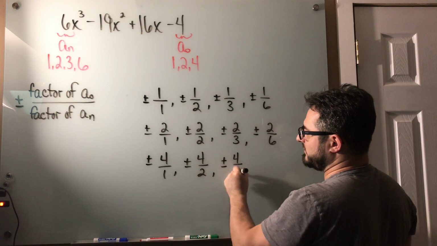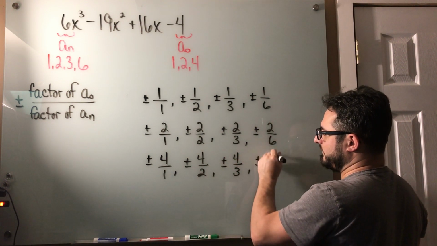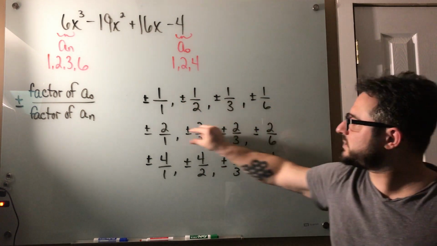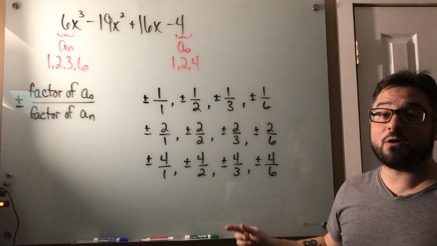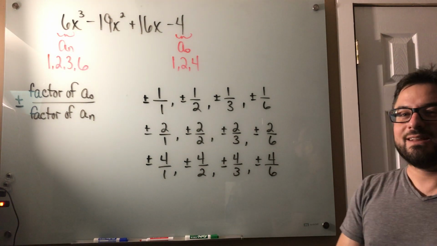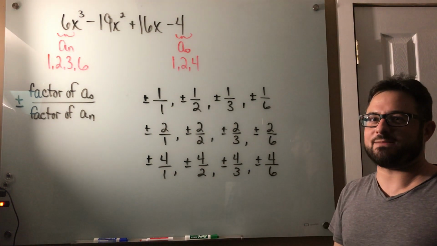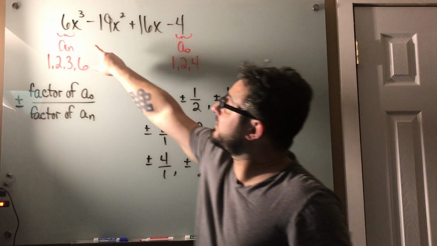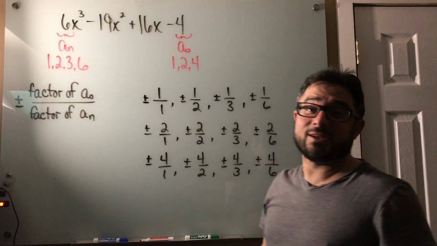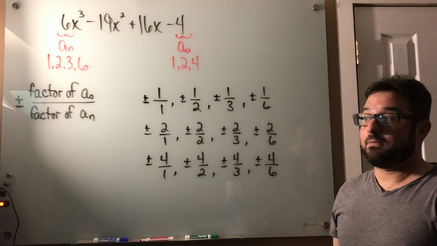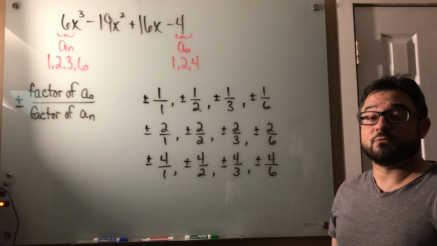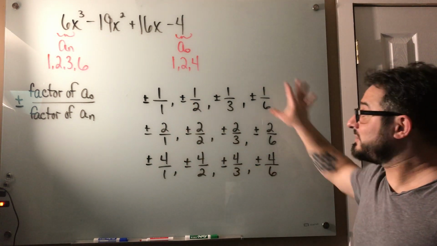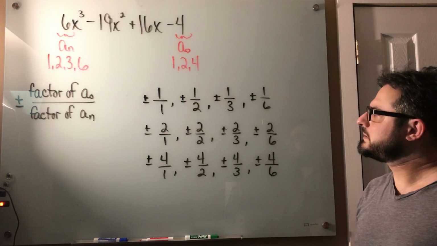Now, this looks awful. There are 12 different combinations of numbers, and then each of those 12 could be either positive or negative. That's 24 possible rational zeros. Now, this being a third-degree polynomial, it can actually only have at most 3. It may not even have that many if some of the roots are actually complex. But if there are going to be any rational zeros, they're going to be one of these.